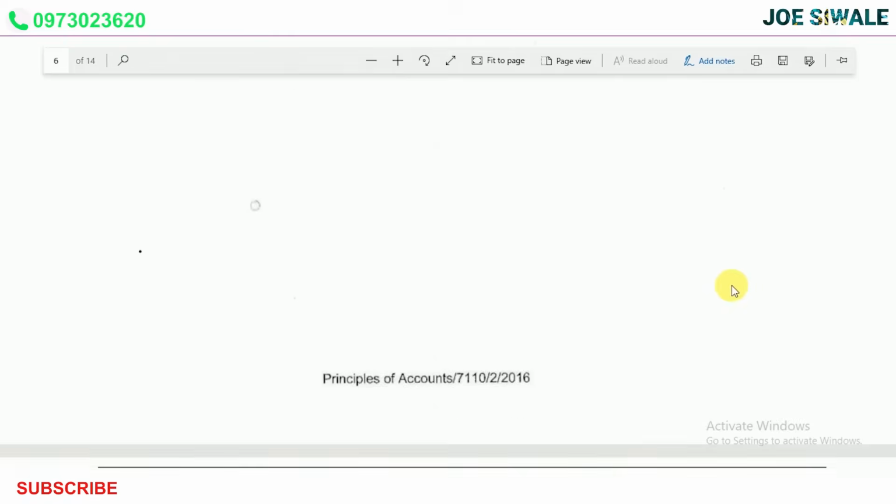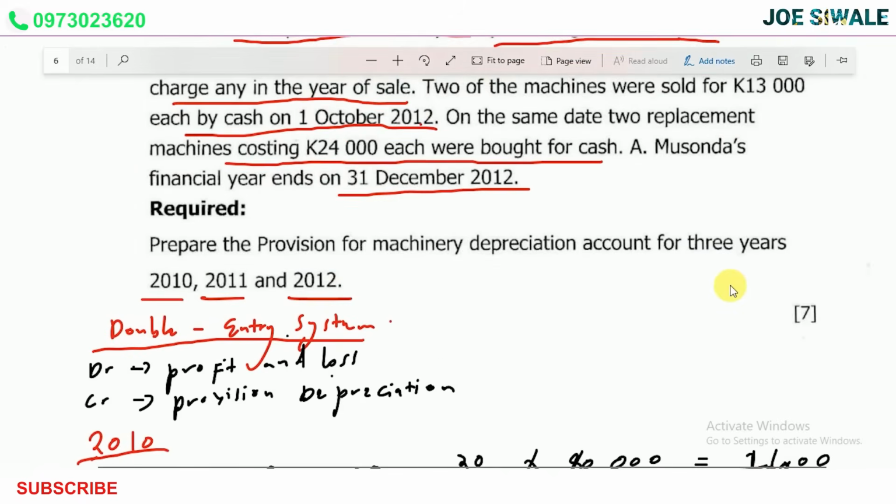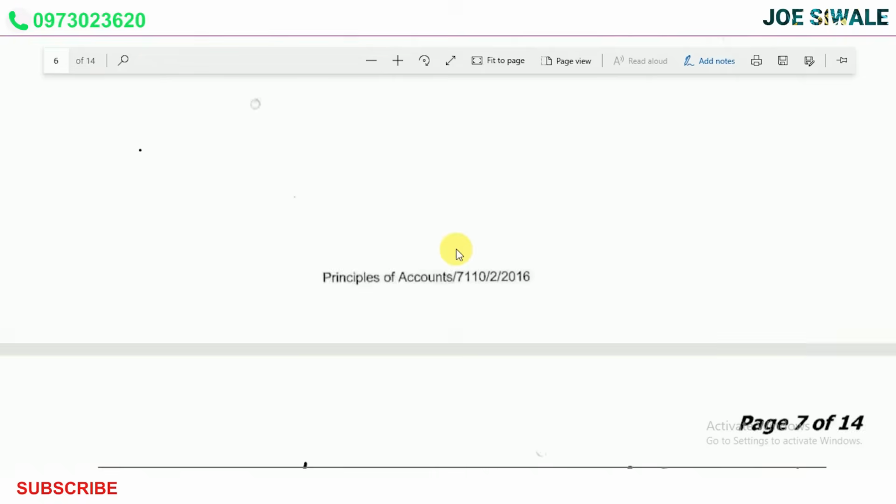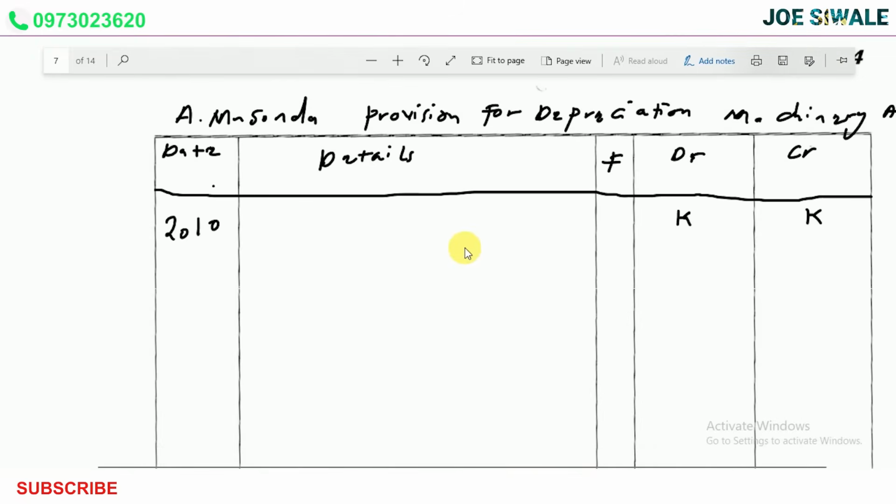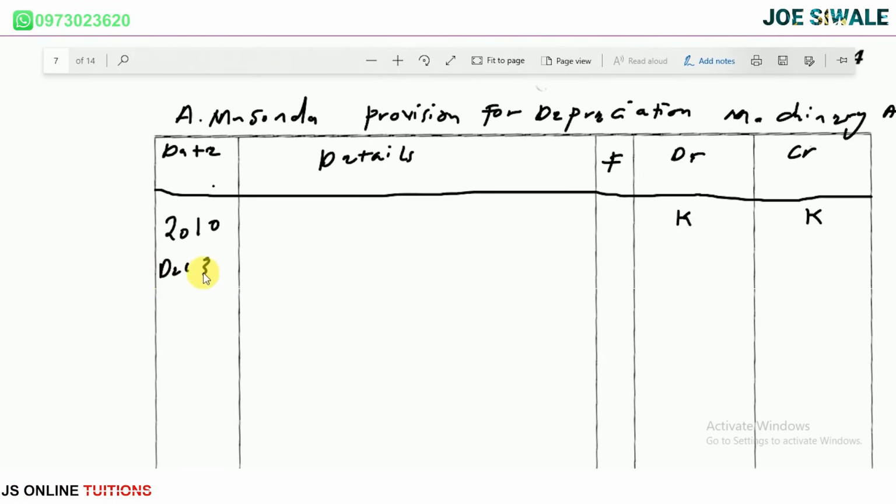Then we also know that M. Musonda's financial year ends on 31st December 2012. So here we can say on the 31st of December, we are going to record the depreciation that we have calculated in the year 2010. So in our details there, we're going to put profit and loss.